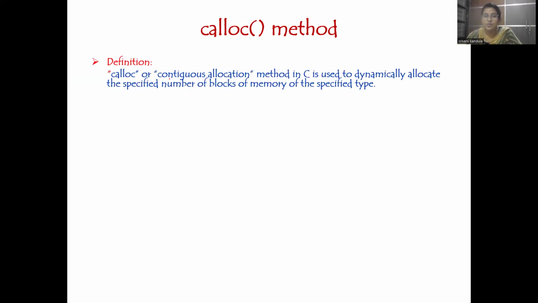So calloc is for contiguous. We won't use the word continuous in programming, but we call it contiguous, right? So this we are already familiar with. It is contiguous allocation, and this is also used for dynamic memory allocation. But here, instead of one single block of memory, you can allocate the memory for a number of blocks. Not for one single block, but you can create any number of blocks at a time.